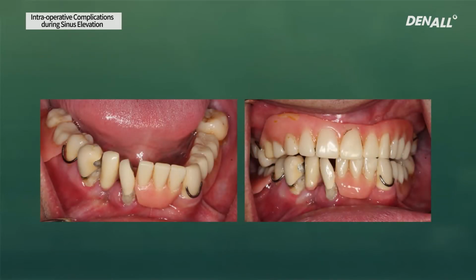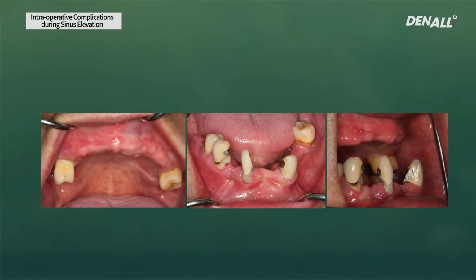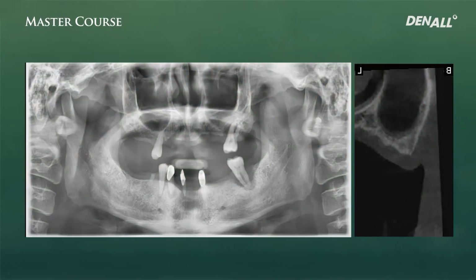Let me give you an example. This is a male patient in mid-60s. In the upper left posterior area, window approach was done. On CT, you can see that there's an intraosseous artery here.